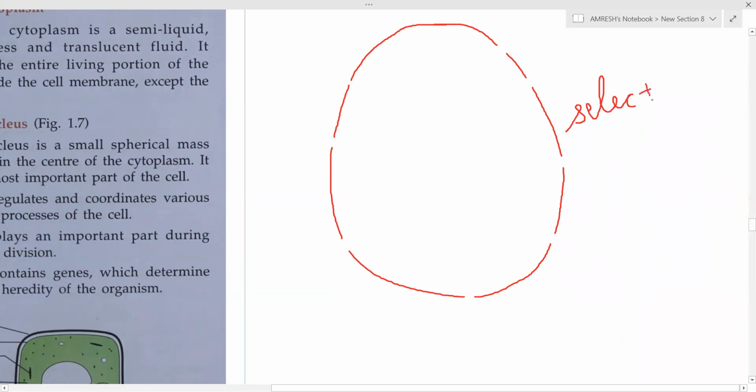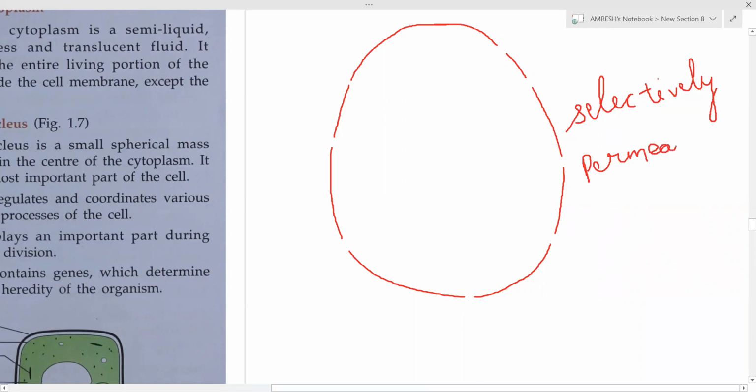Selectively permeable. Why is it called that? What is permeable? Permeable means allowing the entry of particles, or easily transportable. Easy allowance, you can say. Selectively permeable means it will select and allow. It will not allow everyone.